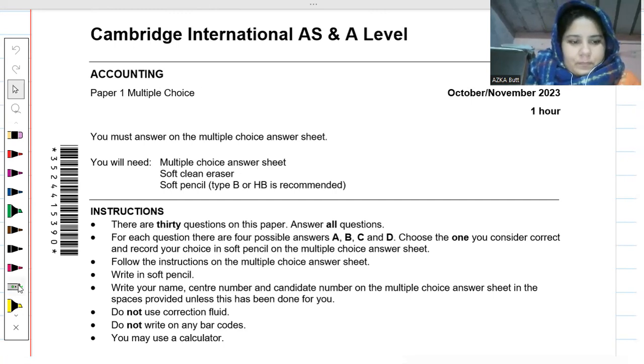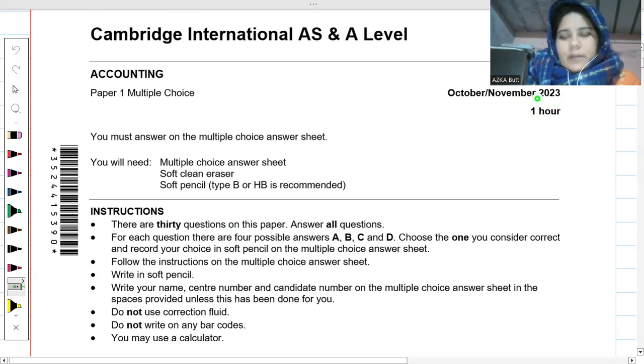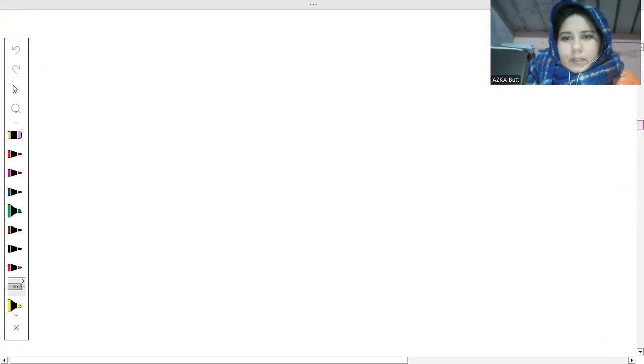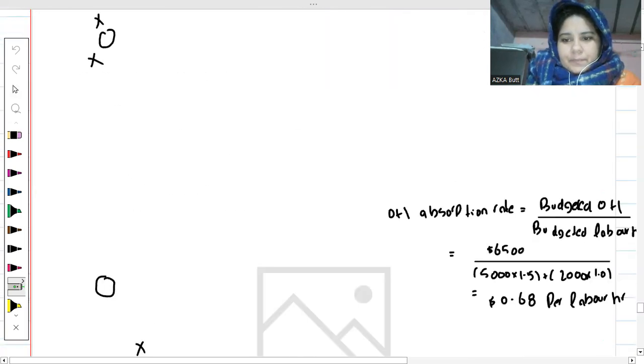So this is paper 1, variant 2, and this is your latest paper, October November 2023. We have 1 hour to complete this paper. As you all know, we have 30 questions to solve. So basically, I am going to solve this paper from the very last MCQs.